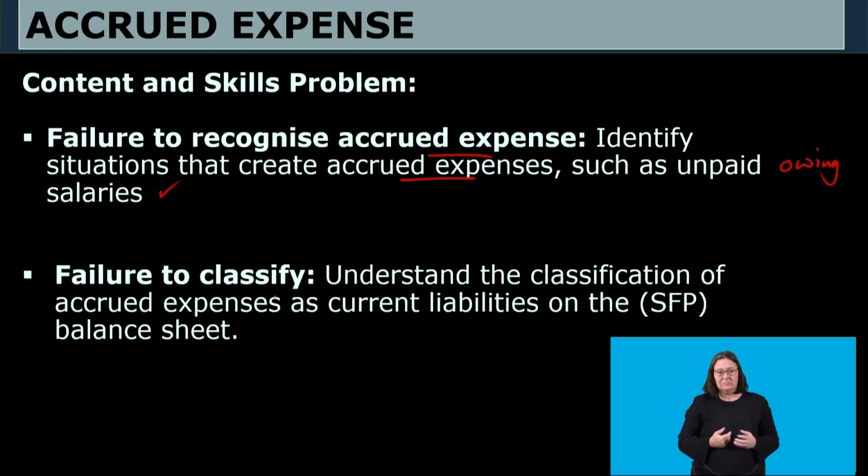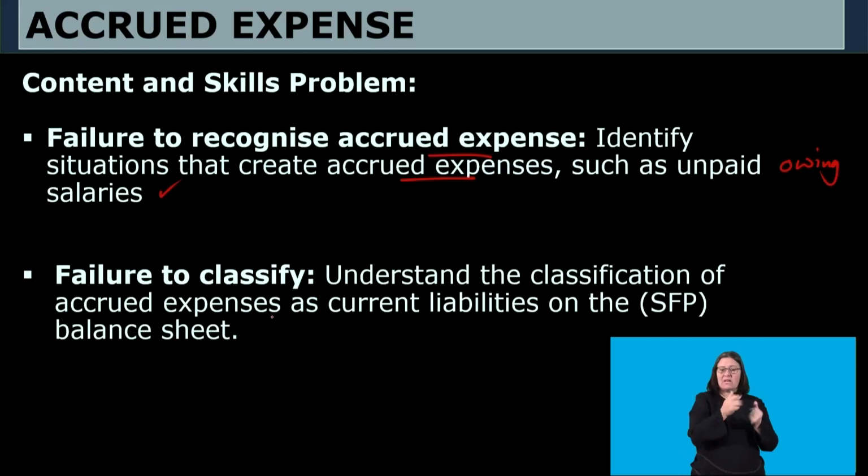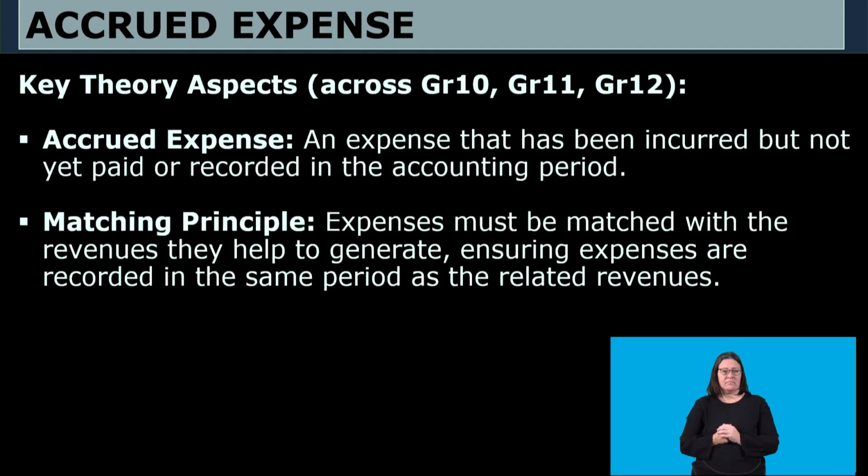All right. The next step is to be able to classify your accrued expense when you go to the statement of financial position. Where do you record this amount? It must be recorded under your current liabilities. What is this accrued expense?